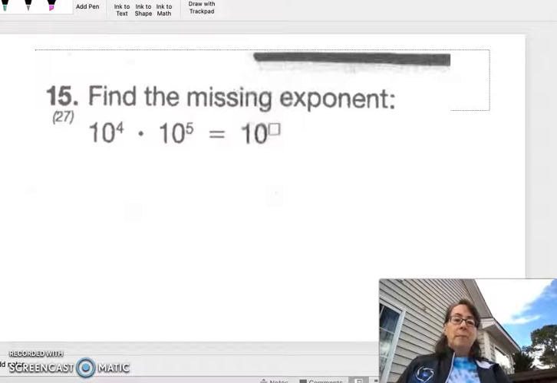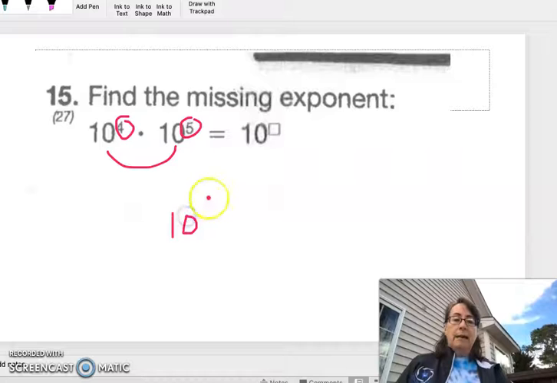All right, finding the missing exponent. This is number 15. Now remember, when we multiply like bases, we add the exponents together. So 10 to the 9th power would be the answer.